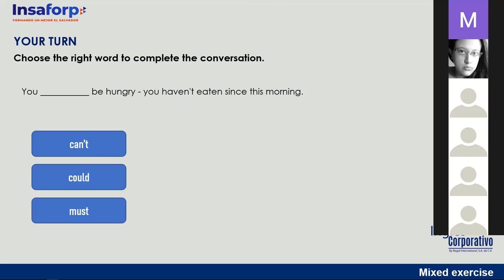You can't be hungry. You haven't eaten since the morning. So what is it? You can't be hungry. You haven't eaten since this morning. Oh my God, but this person hasn't eaten since the morning.